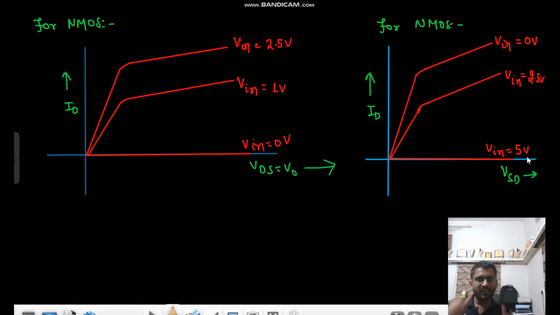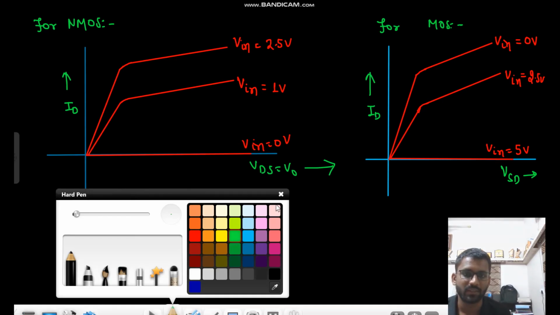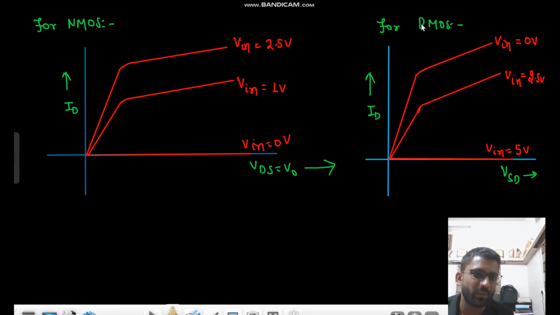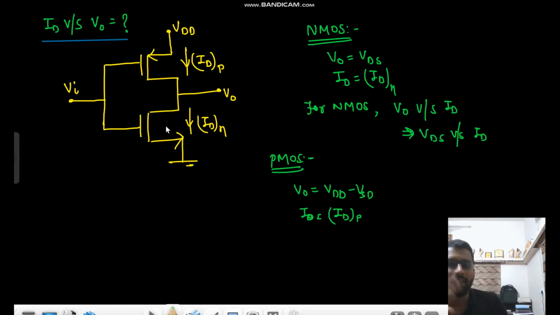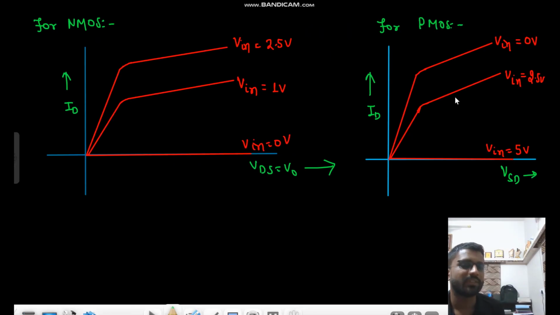Now we have to draw. Why am I writing NMOS? I have been decoding for so long right now, that's why it is happening, I guess. So we are talking about PMOS here, right? The ID versus VSD curve, linear and then saturation. If Vin is very high, that means your VSG is very low, that means your current is low. If Vin is low, that means your current is high. So that's why I have made the curve like this.